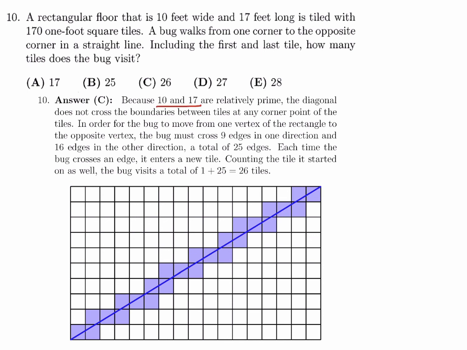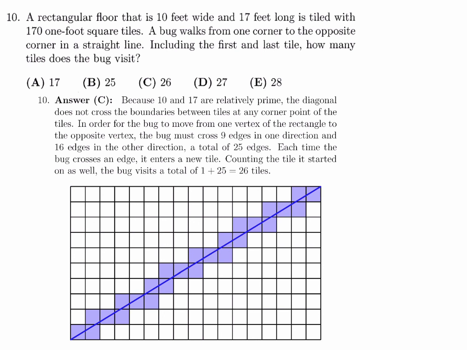It's a 10 by 17 grid, right? And both of those numbers are relatively prime. So that means that you're never going to hit the diagonal in between. So you see how I hit the diagonal at the very end, but in the middle, as the bug is traveling, it's never going to hit a diagonal because these two numbers are relatively prime to each other. You never get one as a multiple of the other.